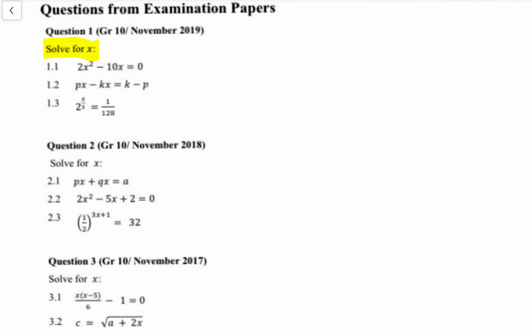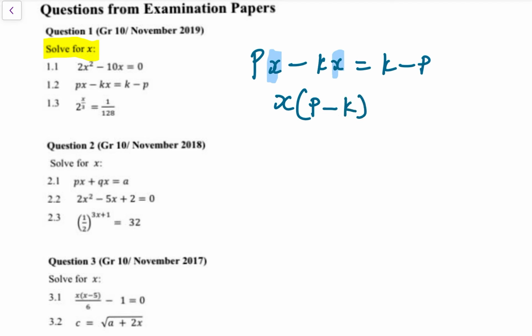Number 2, we are given px minus kx is equal to k minus p. So again, we want to solve for x. We can see that on the left-hand side, x is a common factor. We can take that x out as a common factor, and then we will remain with p minus k is equal to k minus p. And then on both sides, we can divide by p minus k so that we remain with x.